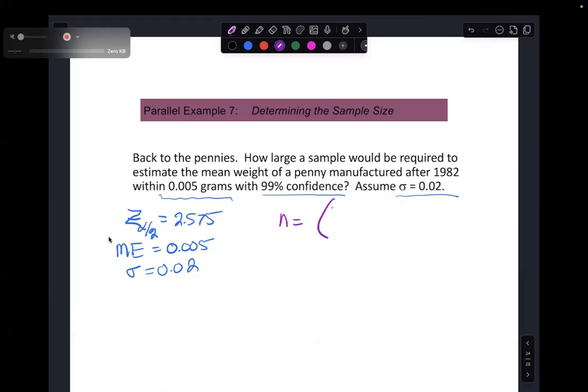Okay. 2.575 times, I'm going to use parentheses, 0.02 divided by my margin of error, and then square it. If you are a good steward of your parentheses, you can put this whole thing into your calculator.